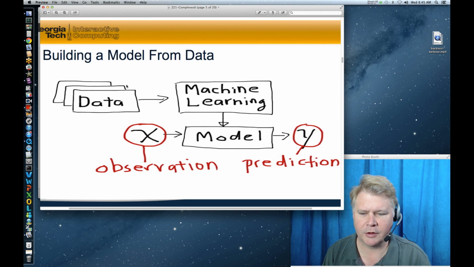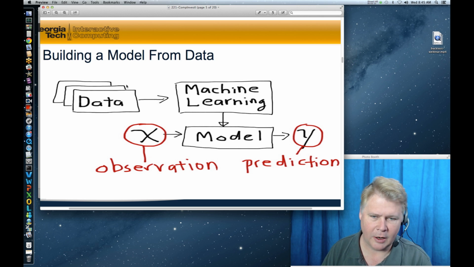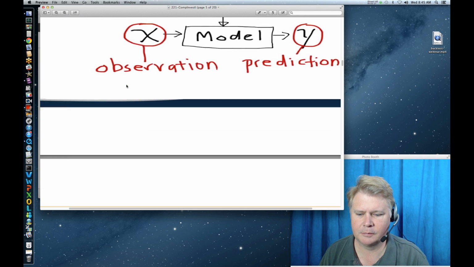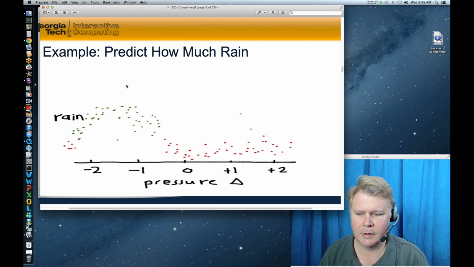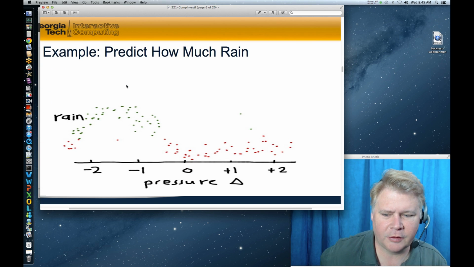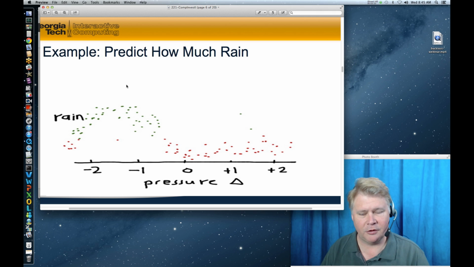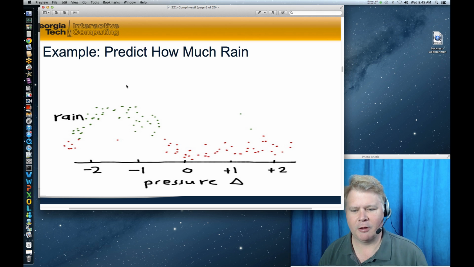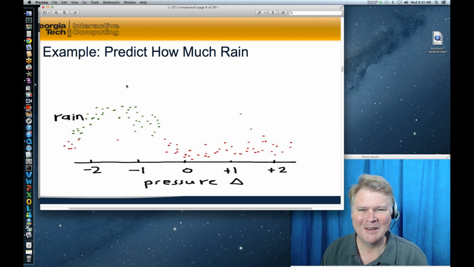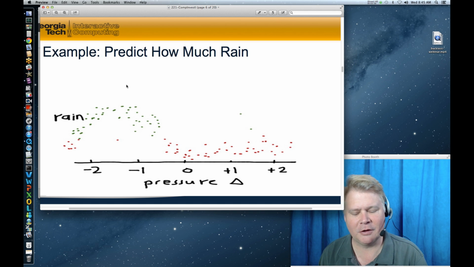So this is just looking at that in a little more detail. X is the observation, Y is the prediction. Now here's a real simple example. I made this data up, so don't go looking up on the web and discovering that my data here is wrong. I understand that it is made up, so bear with me. But I thought it was a decent example.